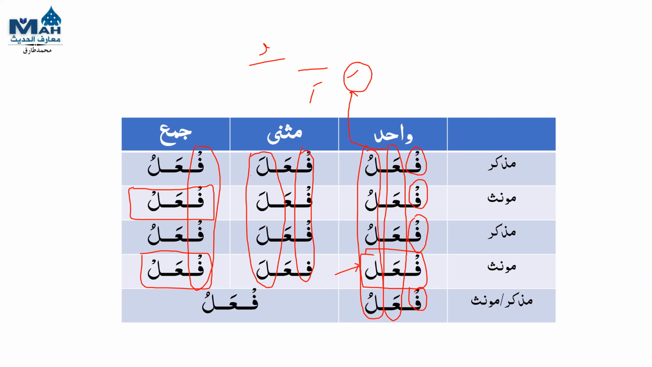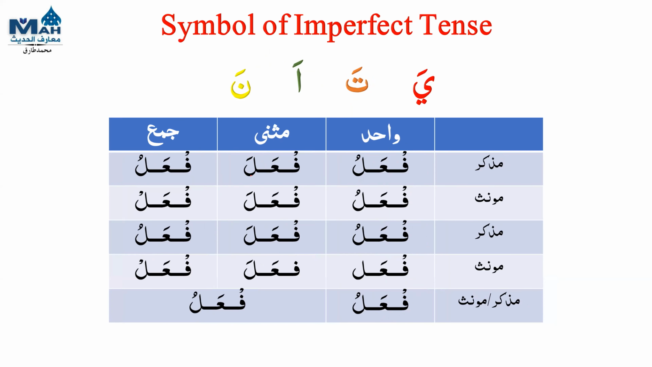Now we'll see in the next phase what we'll do. So, what are this ya, ta, alif, and noon? Remember, these are called symbols of imperfect tenses. So we have four symbols of imperfect tense: ya, ta, alif, and noon. They will be used in different constructions. We'll see what will be used where. So first of all, we'll see what goes off. Okay. So I picked alif.